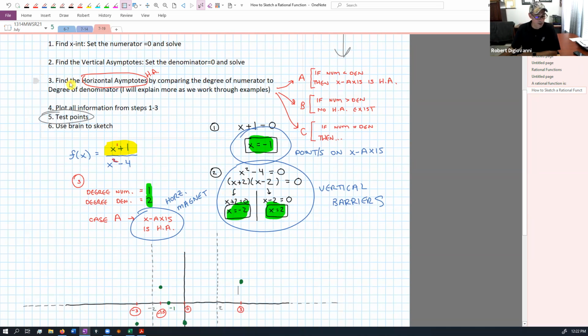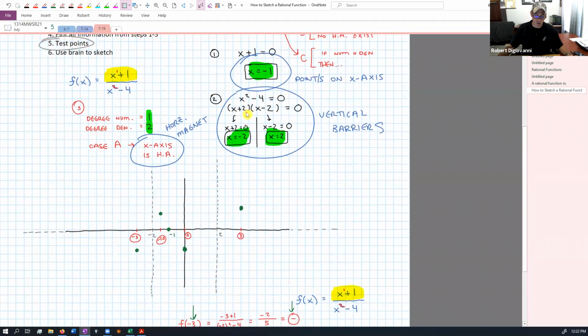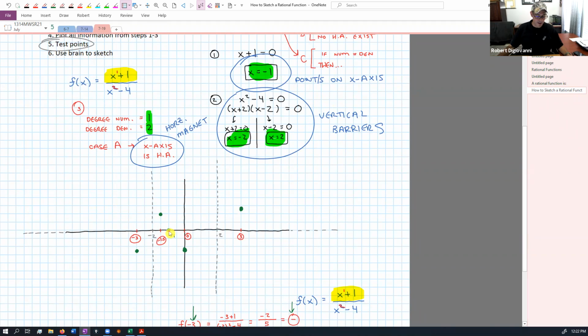Then we did step 3, which was, I think, Lily or Katrina? I don't remember. Sorry. We compared the numerator degree and denominator, which gave us case A, which told us that the x-axis was a horizontal asymptote. Then we put everything onto a graph. So we drew a dot on the x-axis at -1. That was our x-intercept. We drew 2 vertical barriers at 2 and -2. And then we drew a dotted line at 0 on the x-axis at the ends, so here and here, but not all the way through, just at the edges.